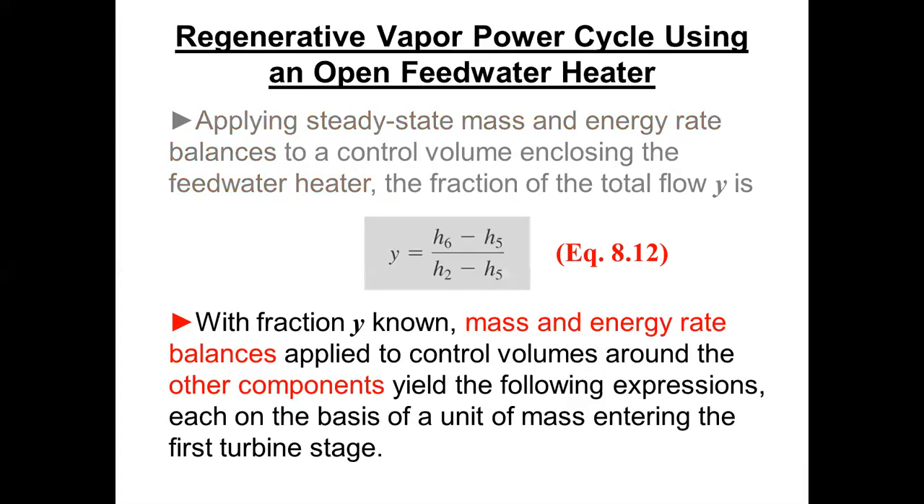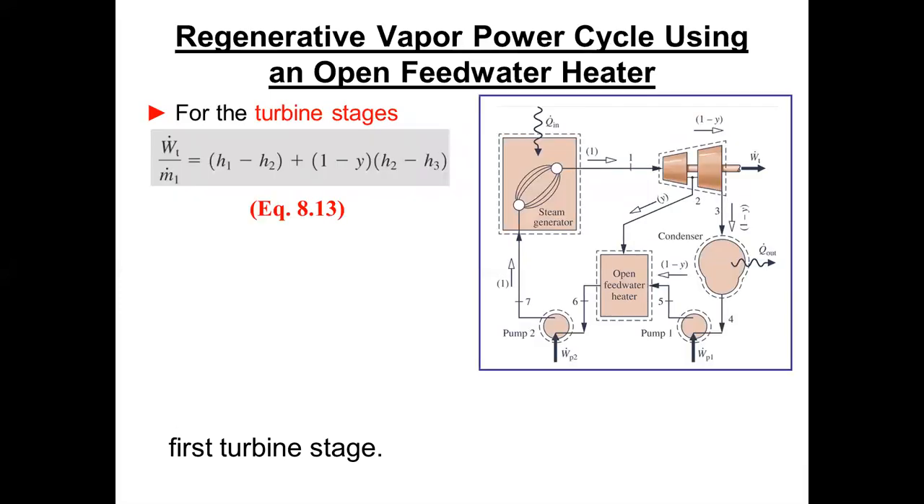Okay, with fraction y known, mass and energy rate balances applied to control volumes around the other components will yield the following expressions. This problem is pretty easy. If I give you one with 4 or 5 feed water heaters, then you've got a fair amount of calculating to do. But it's not very hard. It's just long. You've got a lot of different states to worry with.